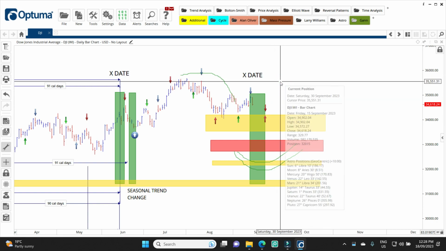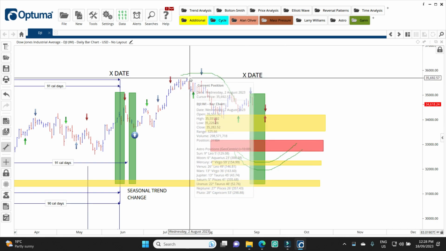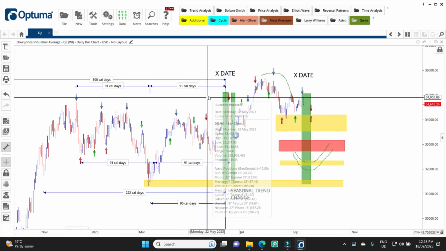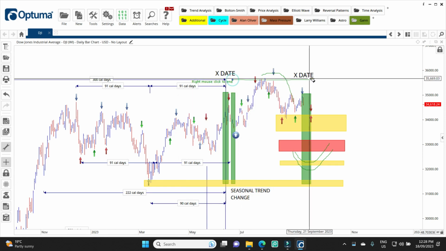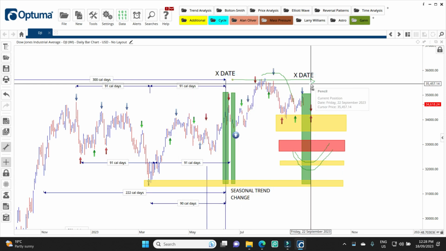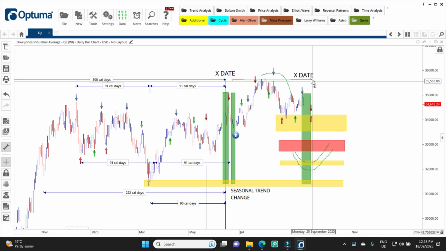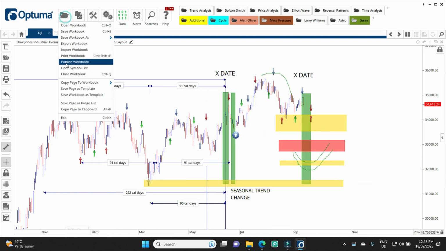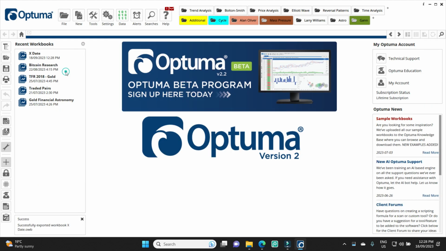And now our bias, of course, for the year for the Dow Jones is rising prices into the end of the year. So it wouldn't come as a surprise if we get a break above this high over here. That wouldn't come as a surprise, and it'd be something that we would be watching to play out: up, over, down. Okay, so that's the end of that one. Let's save that workbook so we can come back to it in the future.